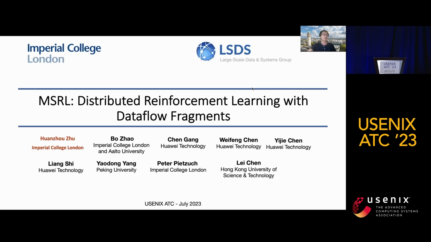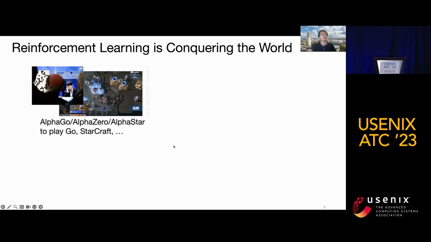Today I'm presenting MSRL, a distributed reinforcement learning system using Dataflow Fragments. In the past few years, reinforcement learning has achieved some remarkable results. It started with AlphaGo, right?